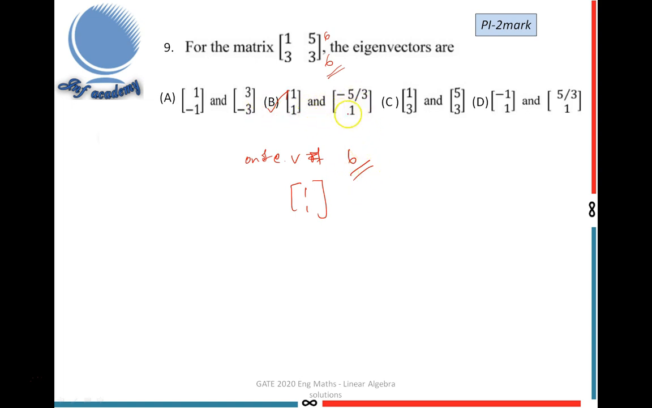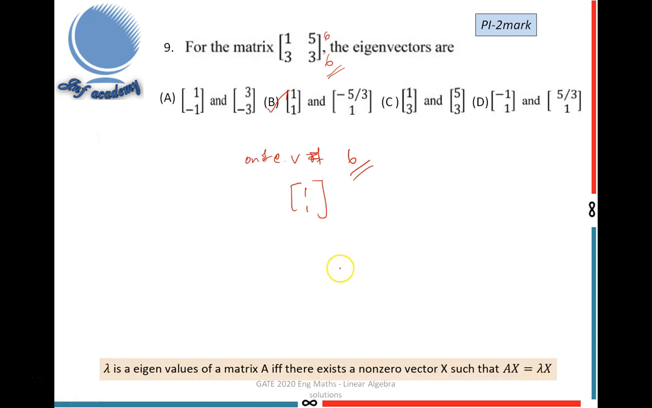Suppose you want to check whether another vector is an eigenvector, then we use the definition. The eigenvector definition says if x is an eigenvector, then x satisfies Ax equal to lambda x. It is shown below in this slide. So we have to check whether this eigenvector is correct or not. A is 1, 5, 3, 3. X is minus 5 by 3, 1. We can get lambda x.